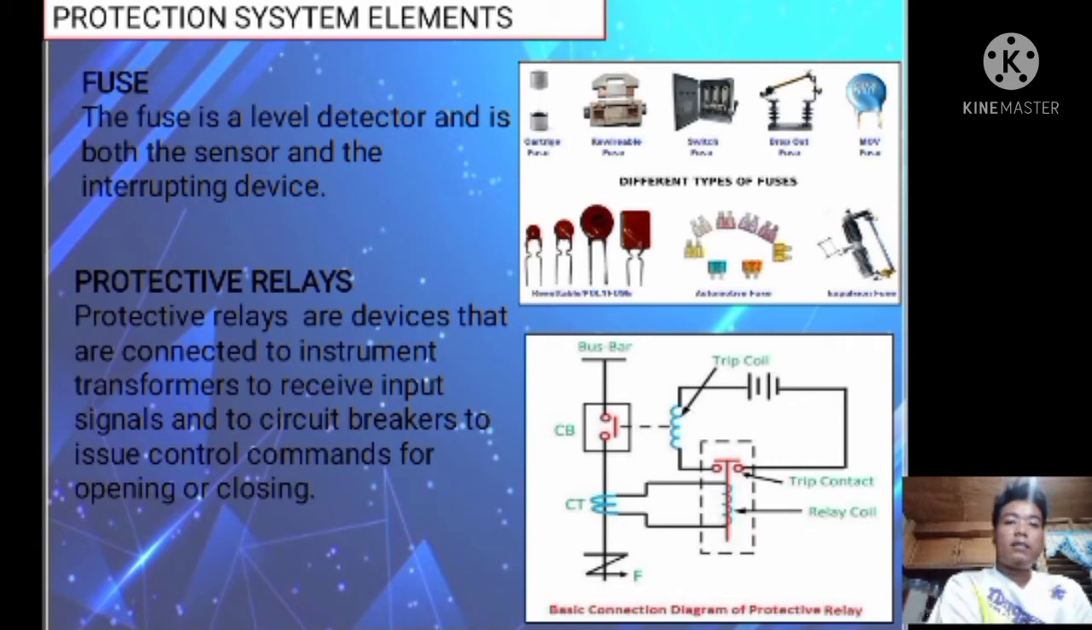So next is the protective relays. So protective relays are devices that are connected to instrument transformer to receive input signal and to circuit breakers to issue control commands for opening or closing. So yung protective relays, yung nag-i-input ng signal sa circuit breaker para makontrol yung command ng opening or closing ng isang circuit breaker. Kaya merong relay. Minsan mayroong mga pansin natin may time delay. These are the protective relays.